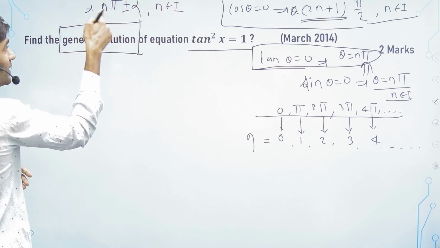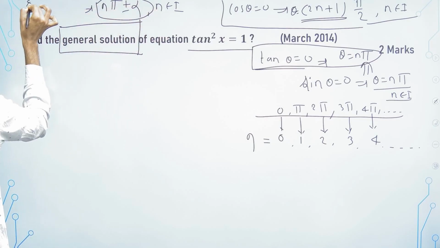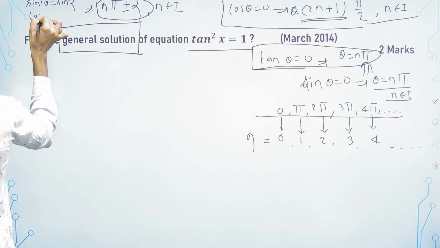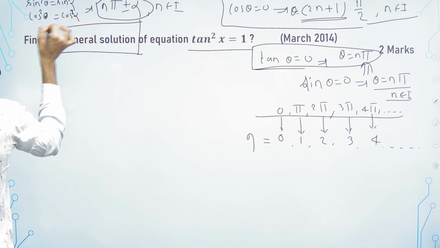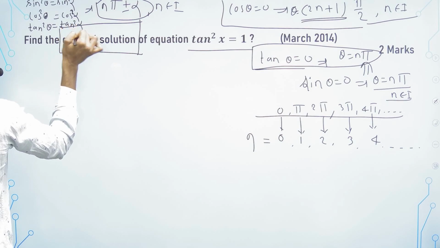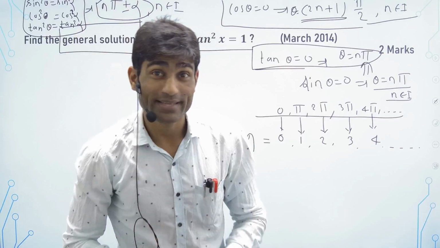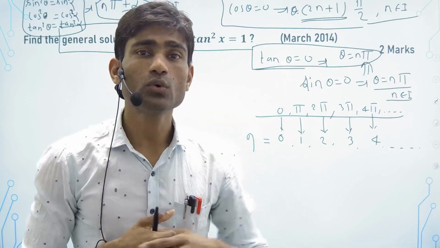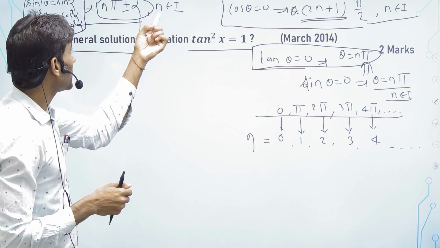Okay, all this generalized result is applicable for sin square theta equal to sin square alpha, cos square theta equal to cos square alpha, and tan square theta equal to tan square alpha. So when we have this square form of a trigonometric identity, we'll get one generalized result as theta equal to n pi plus minus alpha. Okay, and that n goes to integer.